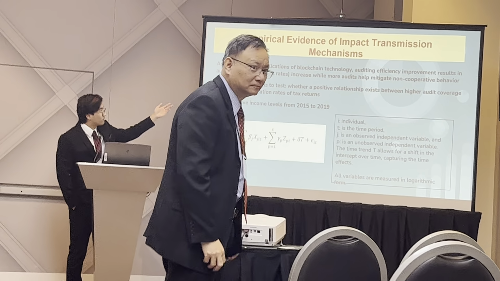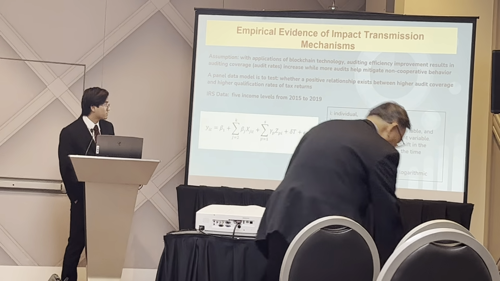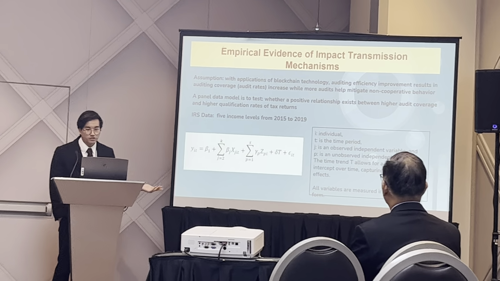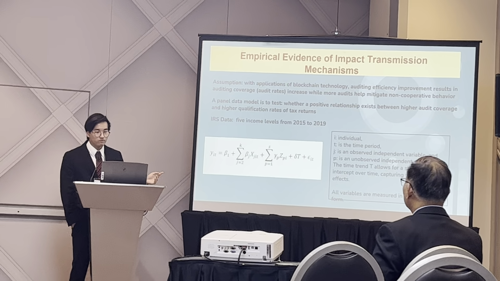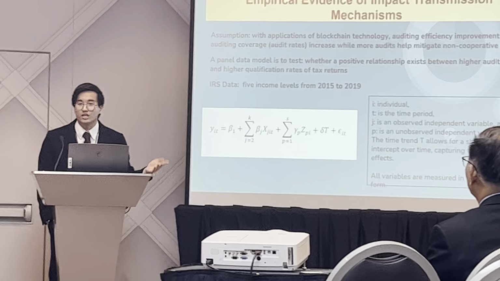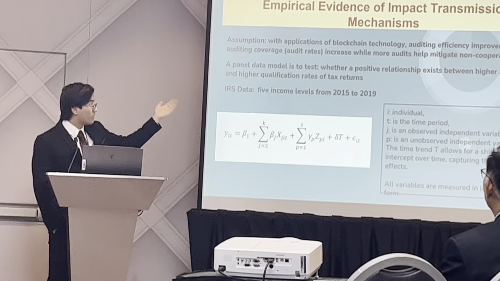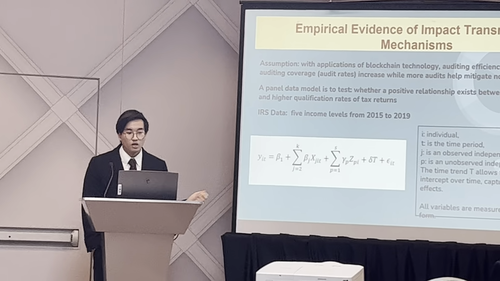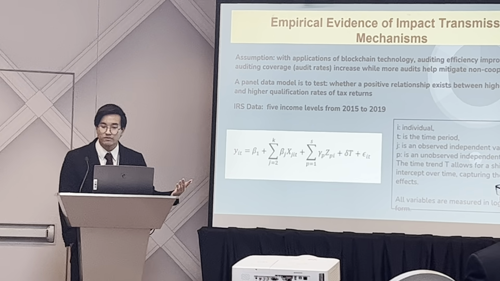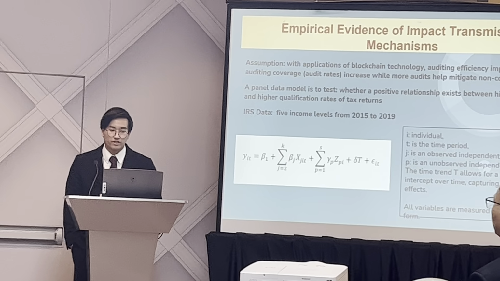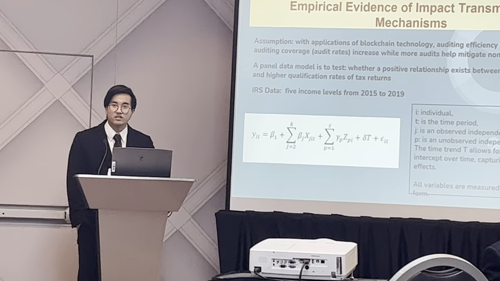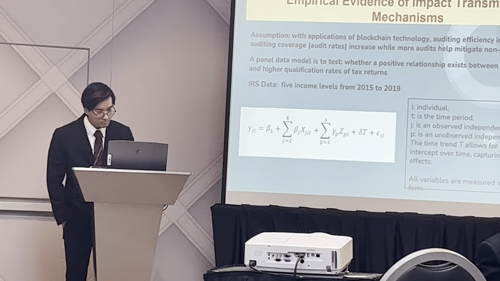Here we have the empirical evidence of impact transmission mechanisms, where we have our assumption that with the application of blockchain technology, auditing efficiency improvement results in audit coverage increases, while more audits help mitigate non-cooperative behavior. In order to test this, we have a panel model which tests whether there's a positive relationship between higher audit coverage and higher qualification rates of tax returns. And for the IRS data, we use 5 different types of incomes from 2015 to 2019.